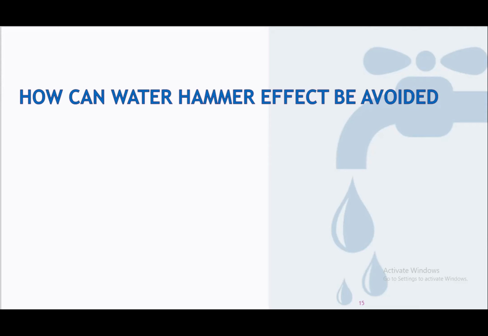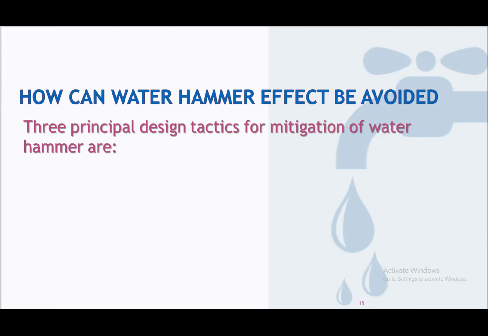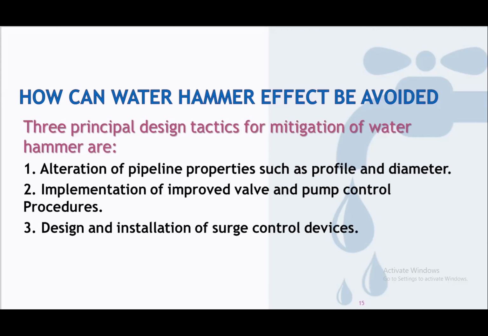Okay. All right. Let's talk practically. There are 3 principal design techniques for avoiding water hammer, and they are alteration of the pipeline, such as profile and diameter. As I said before, the problem of high points and how they cause a bump, column separation. And of course, how the diameter directly affects the value of the wave celerity.